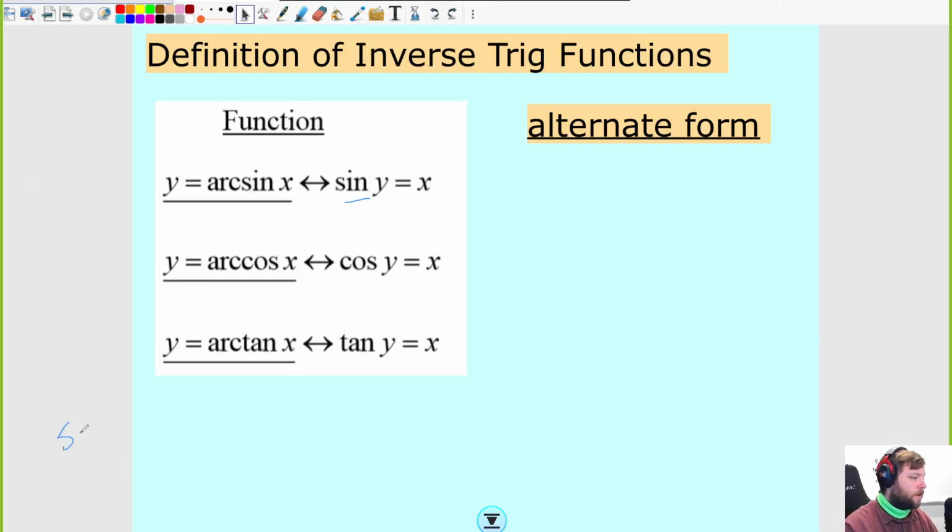Another way of saying this, I hate how they write it like this: if sine of x equals y, then the arc sine of y equals x. It kind of reverses it.